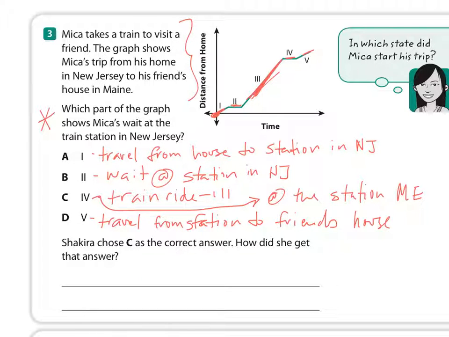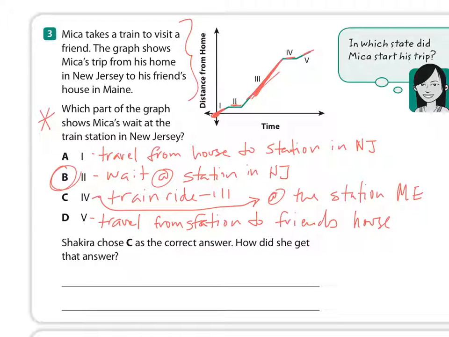All right. So which part of the graph shows Micah's weight at the train station in New Jersey? There you go, letter B. Again, I think if we understand each of those parts before we try to answer the question, it makes it better. It looks like Shakira chose C.